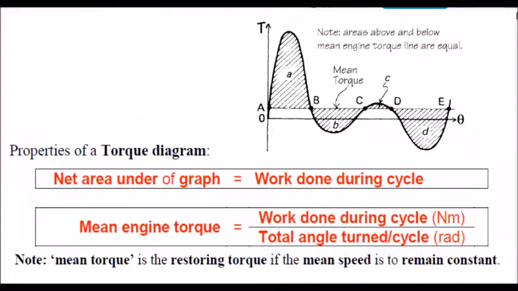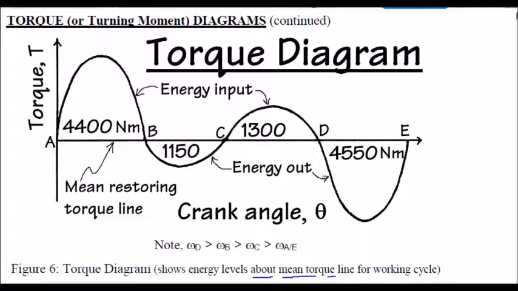from our device. So as I said before, from the torque diagram or the turning moment diagram, the area under the graph is the work done during a cycle. And if you want to calculate the actual mean engine torque, it's the work done during the cycle, the area under the graph, divided by the total angle that's turned through in our four-stage process here. So the mean torque is the restoring torque if the mean speed is to remain constant. That would be our objective, to try and keep as best we can a constant output.